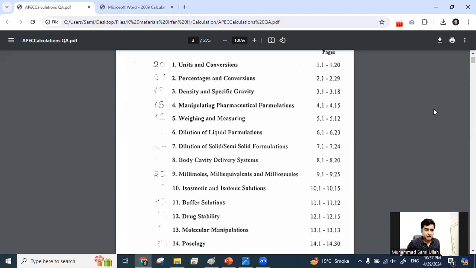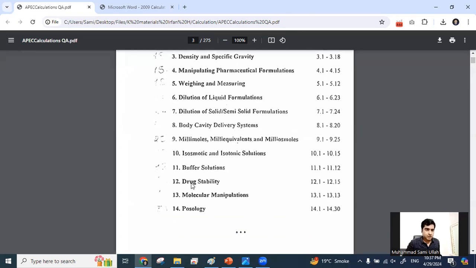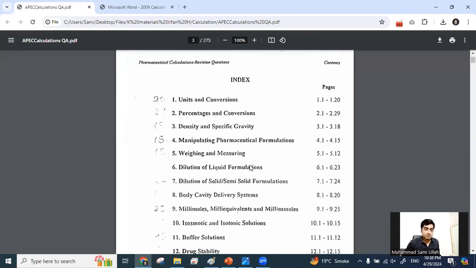From chapter 10, which we have done today, onwards: chapter 11 is buffer solution. This is also very small, just a couple of formulas that you need to memorize, and all questions will be easy. Then drug stability is a little tricky, but depends on a couple of formulas, that's it. And then molecular manipulations and physiology are simple common sense questions. Also, these are not that important. Chapters 10 to 14 are not that important.